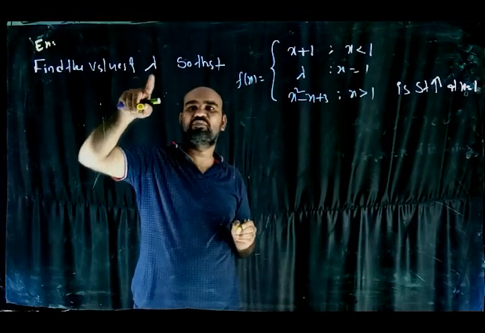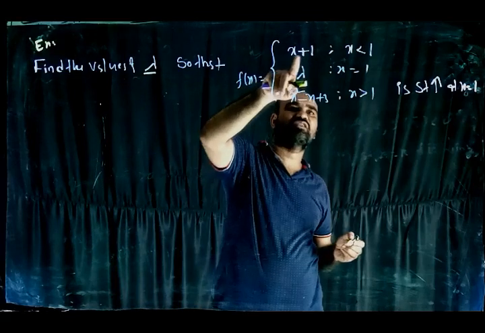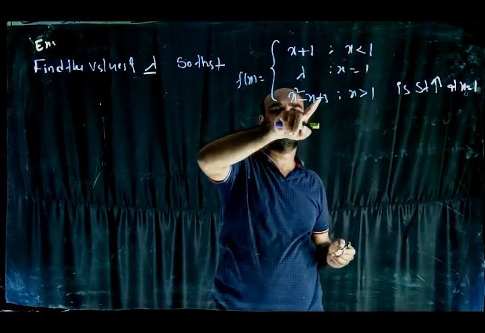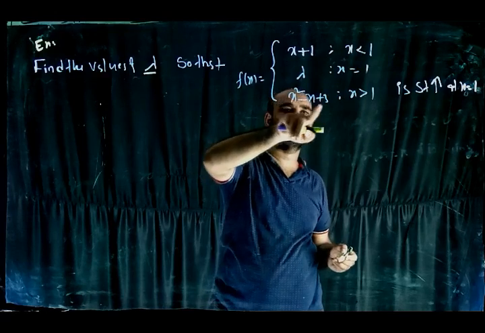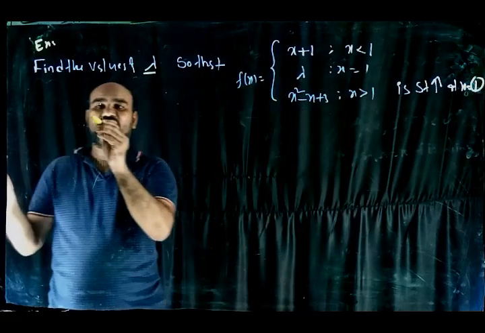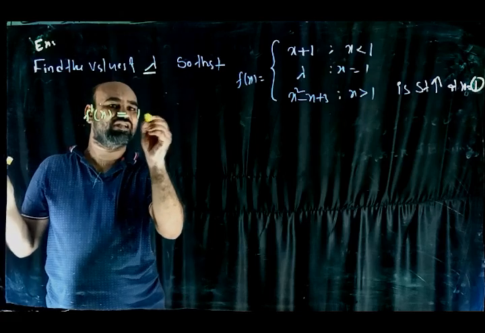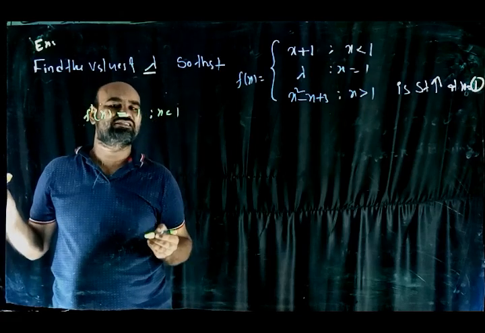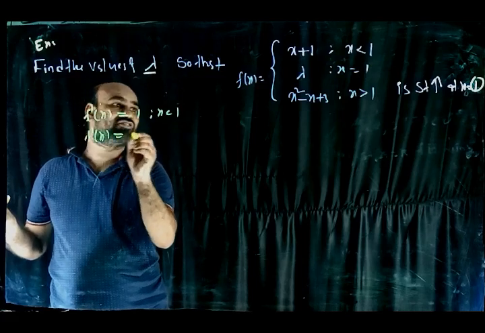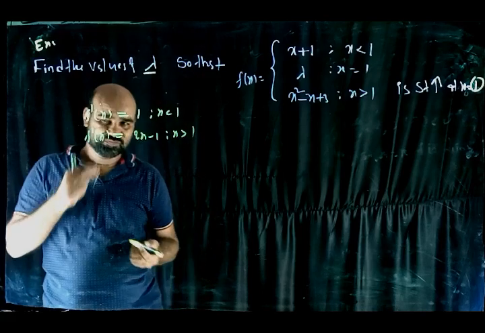Find the value of lambda so that f of x equal to x plus 1 for x less than 1, lambda for x equal to 1, x square minus x plus 3 for x greater than 1 is strictly increasing at x equal to 1. f dash of x is 1 for x less than 1. f dash of x equal to 2x minus 1 for x greater than 1.